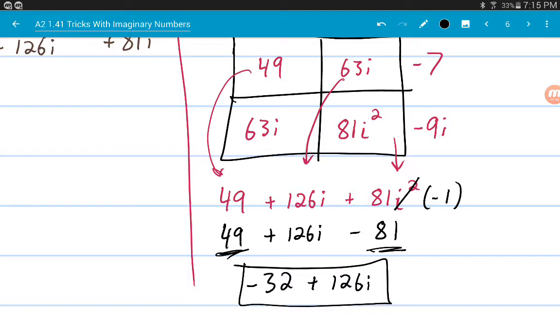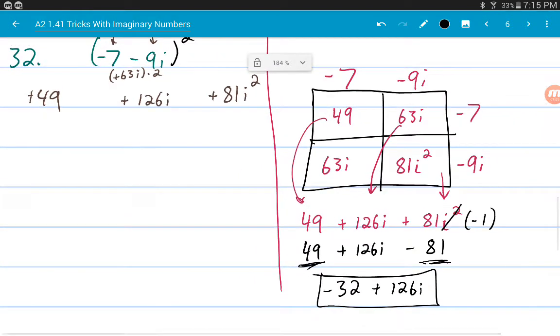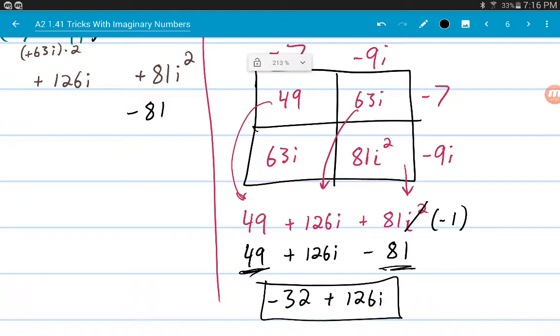And that will be my final answer. I get the same exact thing using the shortcut, because this becomes minus 81, etc., the same steps. Last little tricks.